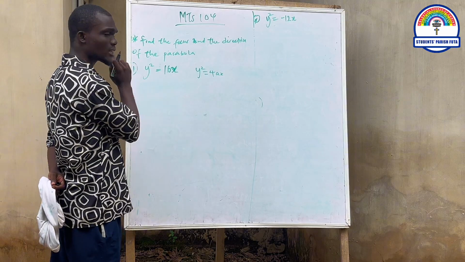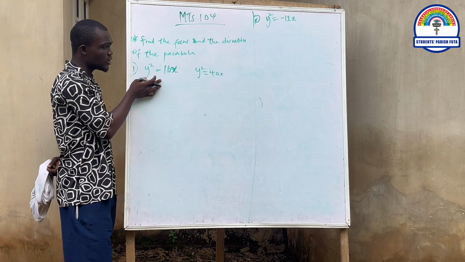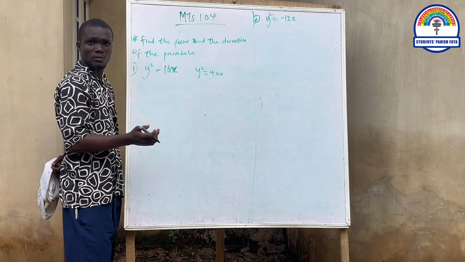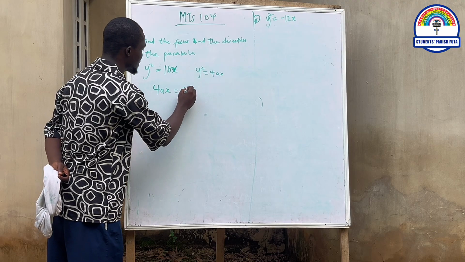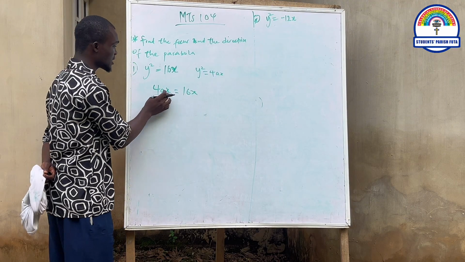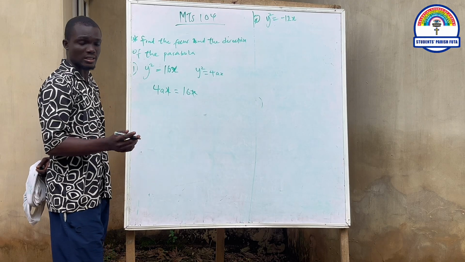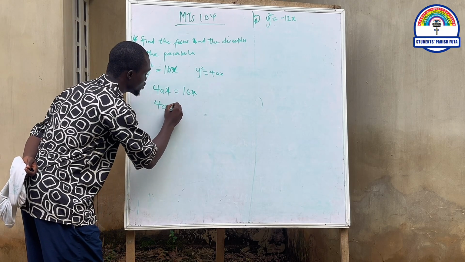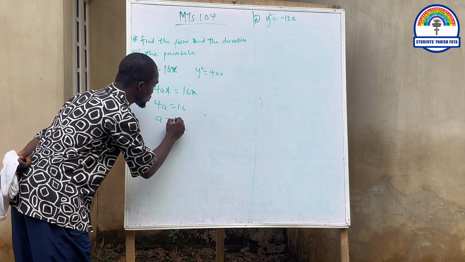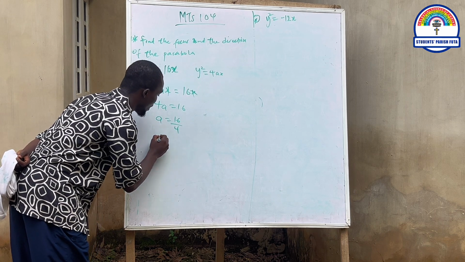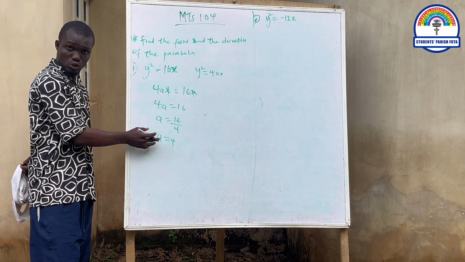Alright, so now to find our a, we have to compare this given equation to the general formula. Do you understand? So now which means we have our 4ax is equals to 16x. We have x here. X is common to both of them, which means x will cancel out x. So we are left with 4a is equals to 16. Making a the subject of the formula, our a will be equals to 16 divided by 4. So our a is equals to 4.